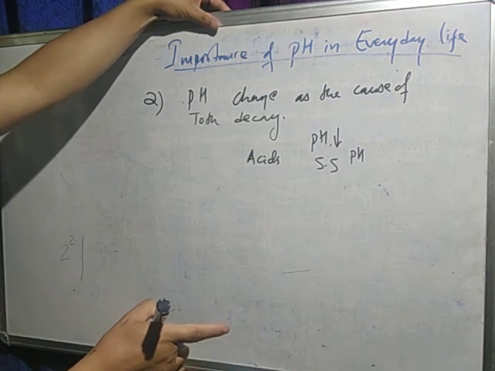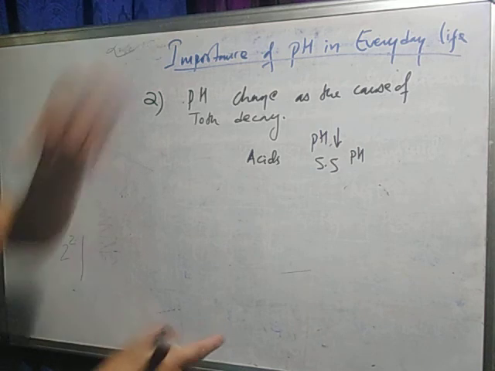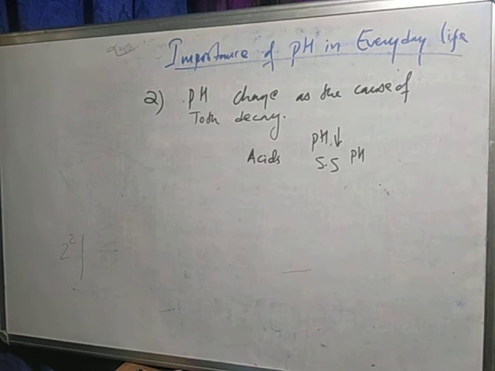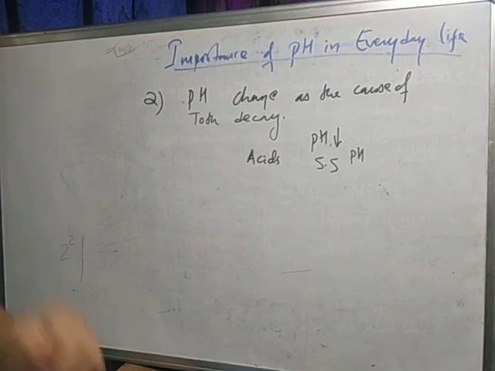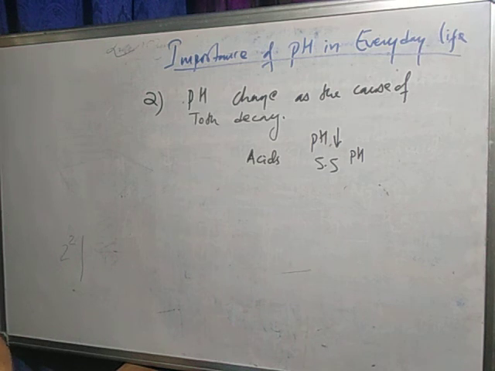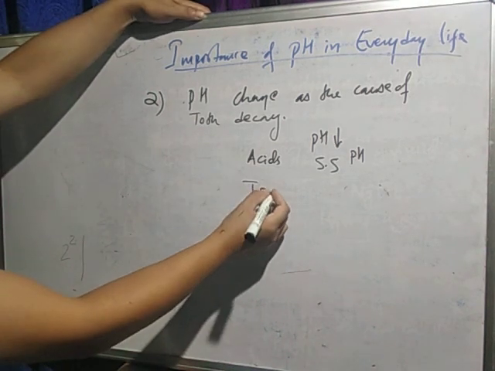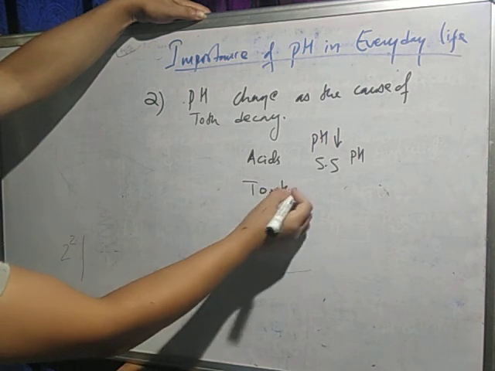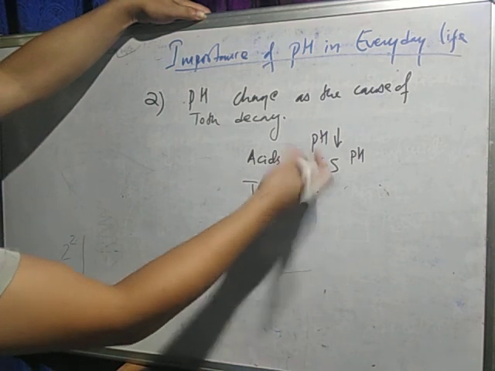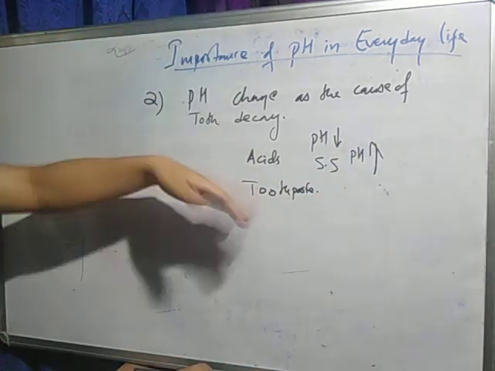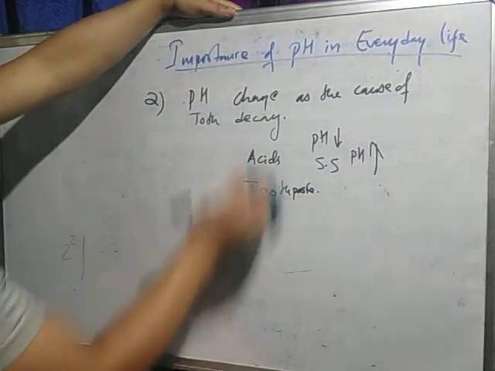So to neutralize this again we have to use Colgate, isn't it? Toothpaste contains a base, like magnesium, alkaline. So you just use toothpaste to neutralize the pH. Then the pH scale comes back up. So toothpaste will help your decaying tooth.